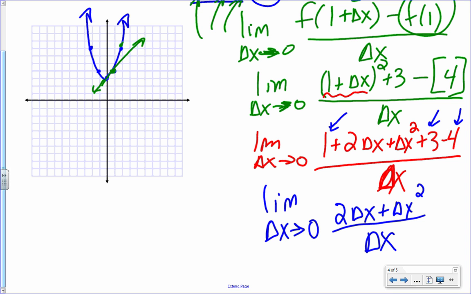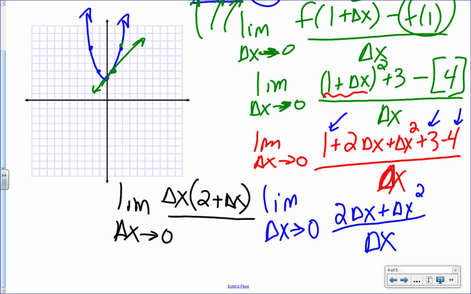Do you see anything that might be very advantageous for us algebraically? Every term on the board has a delta x in it. Yeah, factor it out. I think that is a wonderful idea. Limit as delta x goes to 0. Let's factor out the delta x out of the numerator, and we get 2 plus delta x all over delta x. I just factored out the delta x like I was told. What can I now do with those delta x's? Delta x over delta x is, boom, 1. Sound effects optional when you do it.